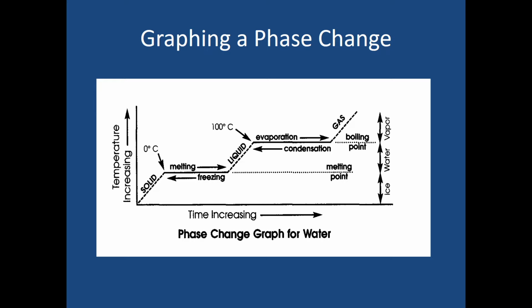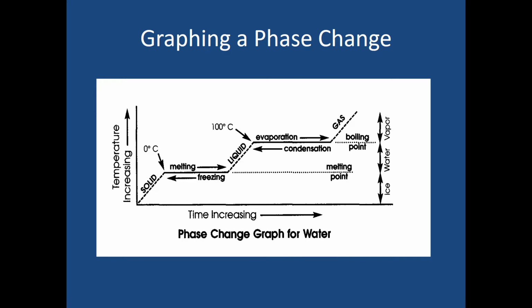Because if we were to graph the temperature of a material as we heat it up, keeping the amount of heat energy going into the system constant, we can see that while it's a solid, temperature is changing, but the moment it starts melting, the temperature no longer changes. So this is water. As you heat up the ice, it stays at 0 degrees until it's fully turned into a liquid.